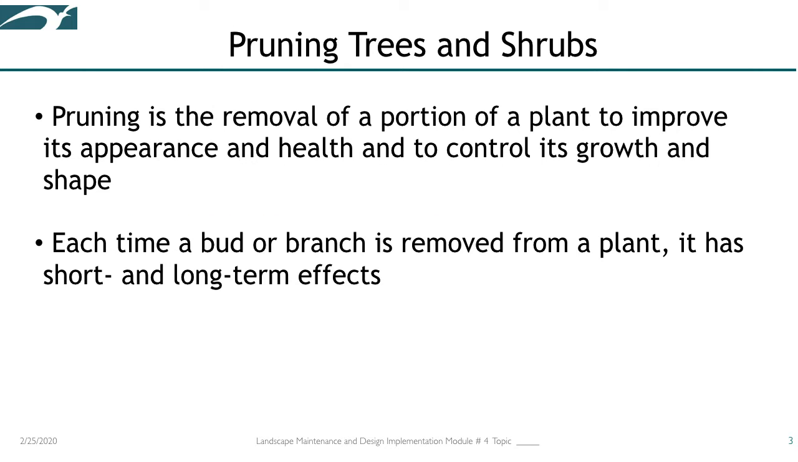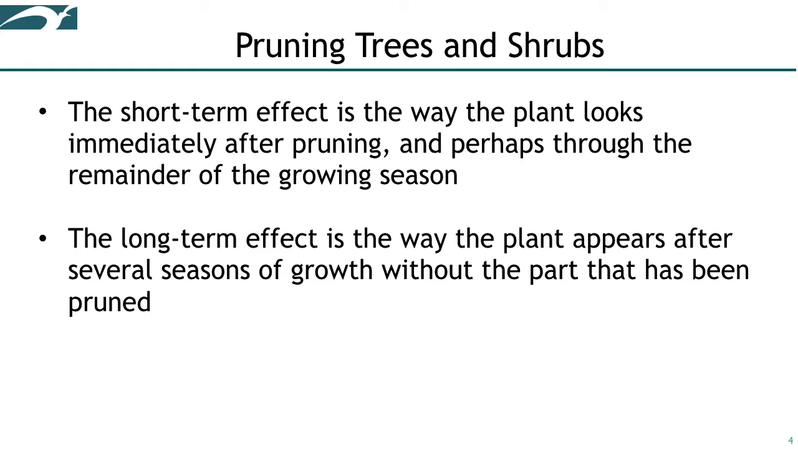Pruning is an ancient technique but can still be used today with all the advanced technology around. But simply put, pruning is the removal of a portion of the plant to improve its appearance and health and to control its growth and shape. Each time a bud or a branch is removed from a plant, it has short and long-term effects. The short-term effect is the way the plant looks immediately after pruning and perhaps through the remainder of the growing season. The long-term effect is the way the plant appears after several seasons of growth without the part that has been pruned.